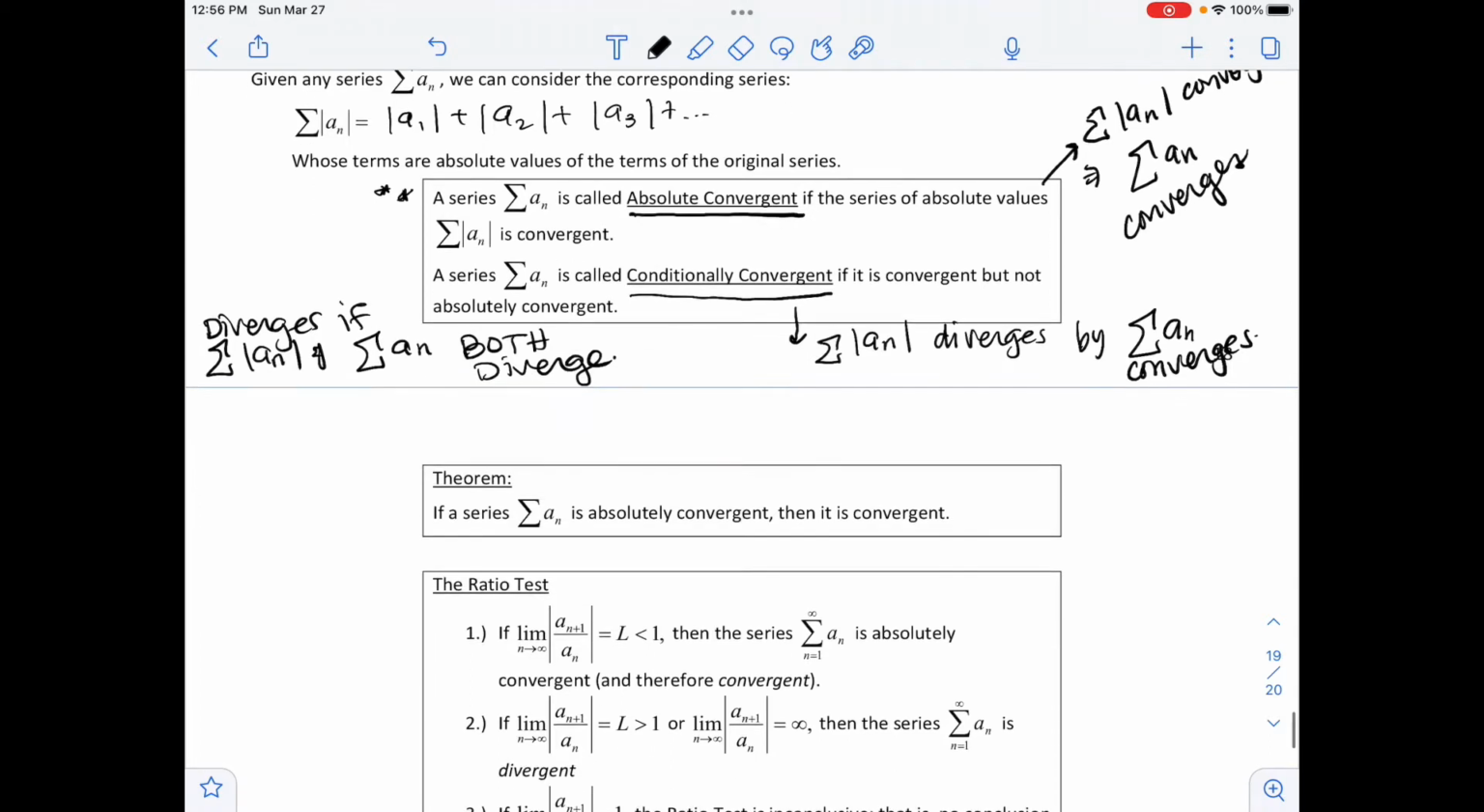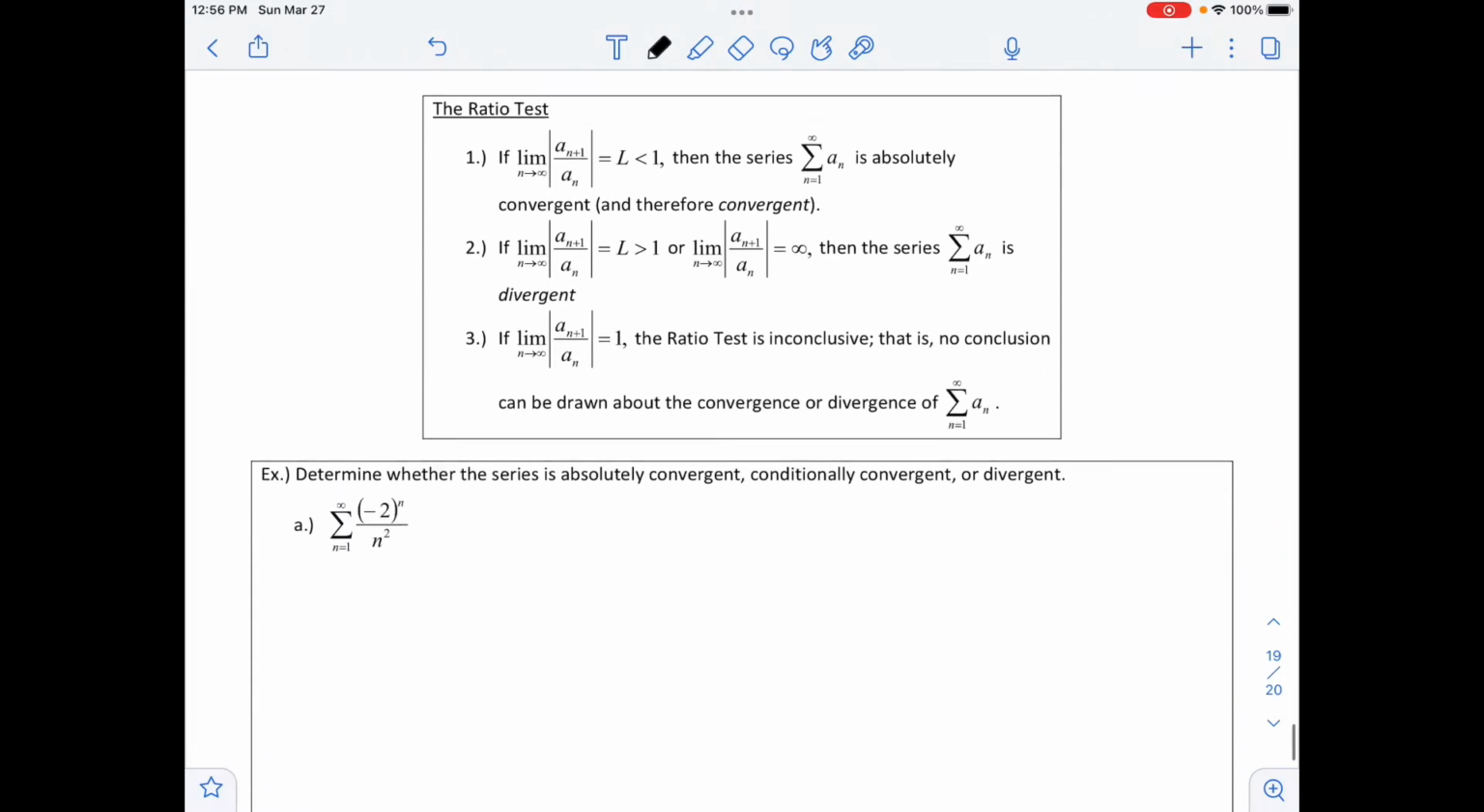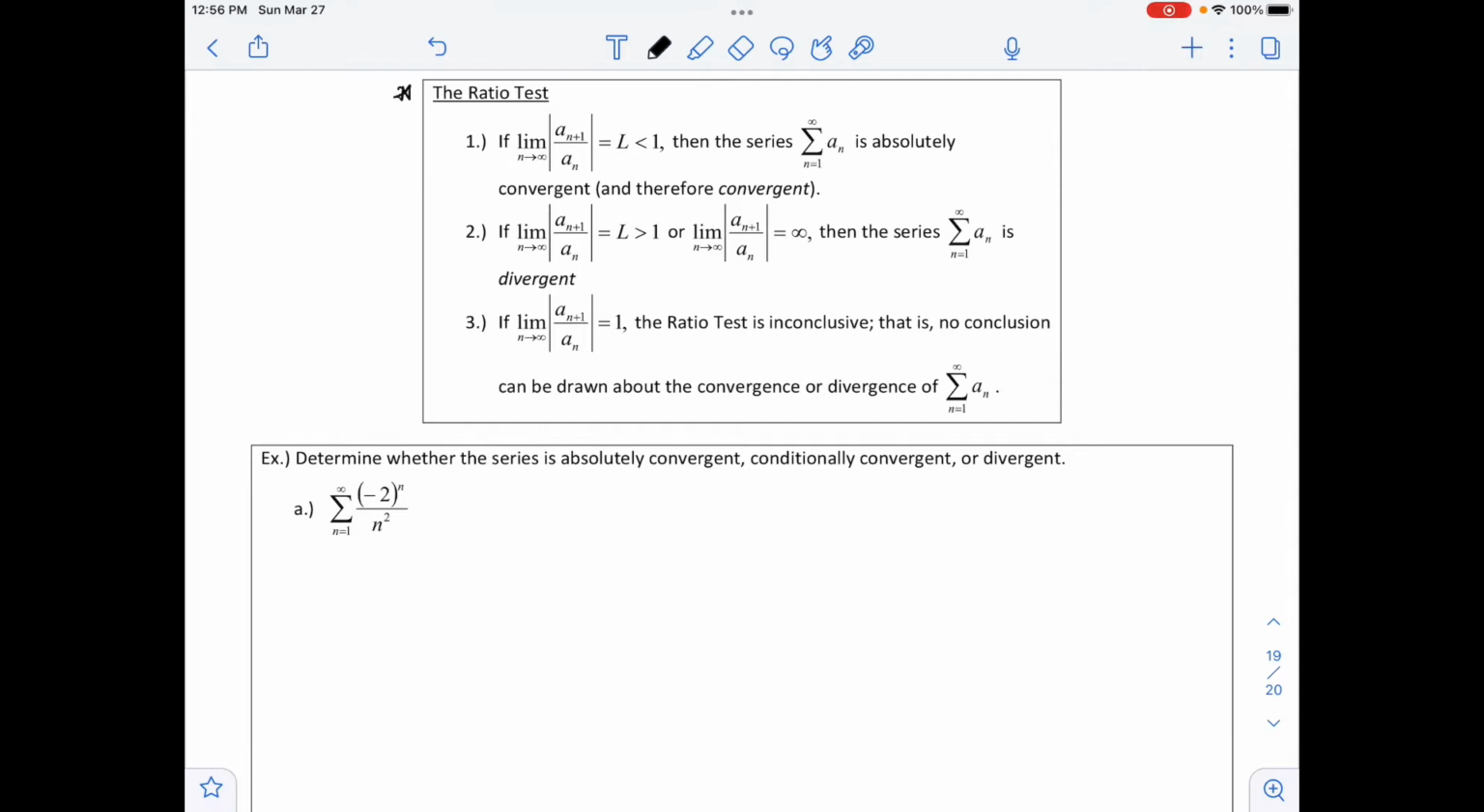So at the top of the next page, we have a theorem that says if a series a sub n is absolutely convergent, then it is convergent. And then right below this, we have the ratio test, which is another test that we're able to use for certain cases. The ratio test says if the limit as n approaches infinity of the absolute value of a sub n plus 1 over a sub n equals L, where L is less than 1, then the series from n equals 1 to infinity of a sub n is absolutely convergent and therefore also convergent.